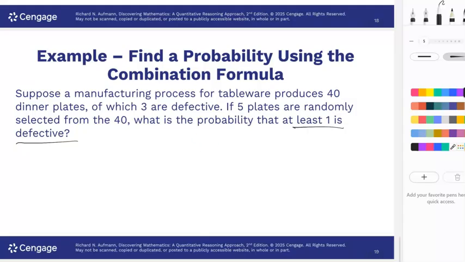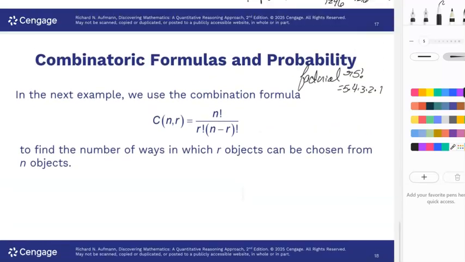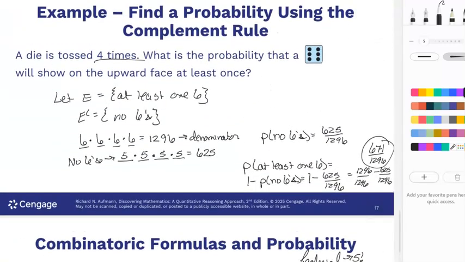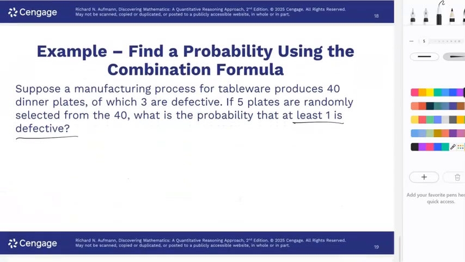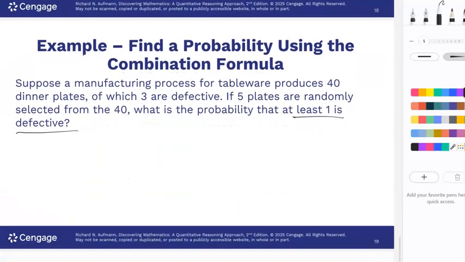But we've just got to count how many ways it is. And it's as simple as when I roll a dice 4 times, counting how many options there are. It's a little bit more complicated in this case. And that's where the combinatorics is going to come in. So first we got to figure out from the 40 plates, how many ways can I select 5? That's going to be my denominator.